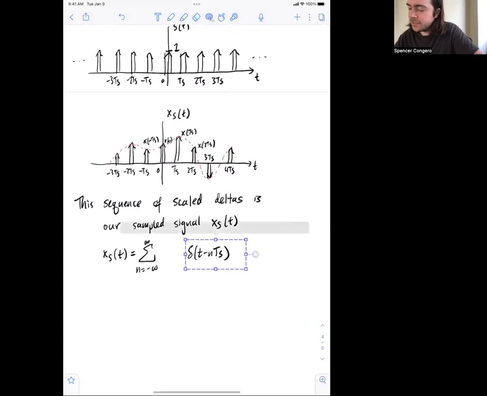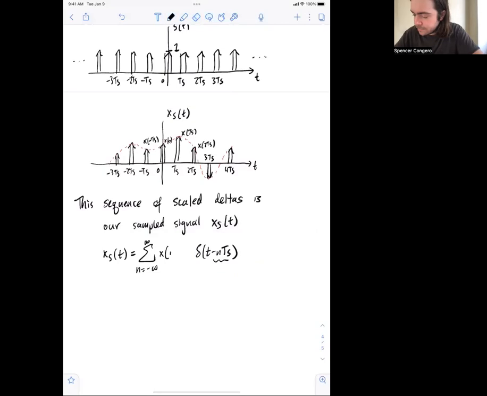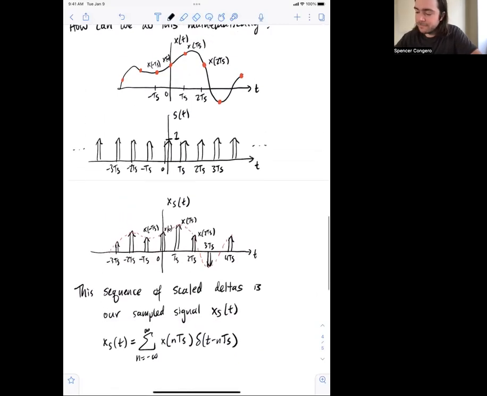And the question is, what are these delta functions scaled by? You can see the delta function located at 2t sub s is scaled by x of 2t sub s. The one located at t sub s is scaled by x of t sub s. So the one located at n t sub s is just scaled by x evaluated at that location. Okay, so you can see that these are all of our samples, and we just want to make sure that those values are located in the correct location. So we multiply delta functions by those values that are located at the corresponding locations. Okay, so hopefully this all makes sense.